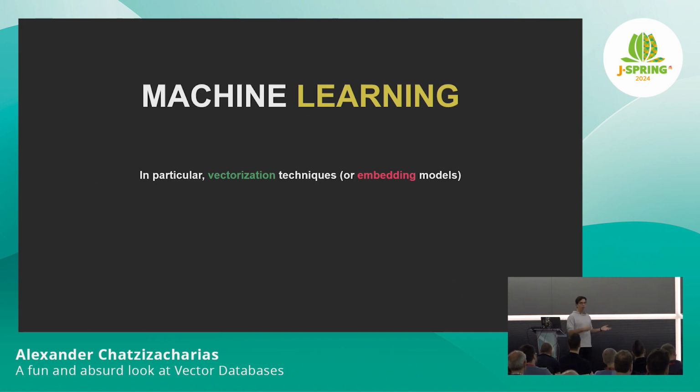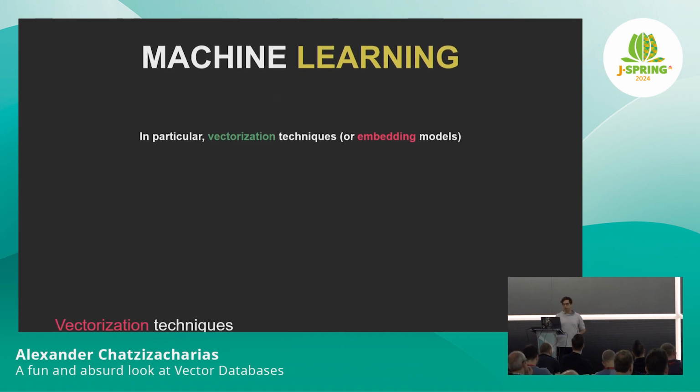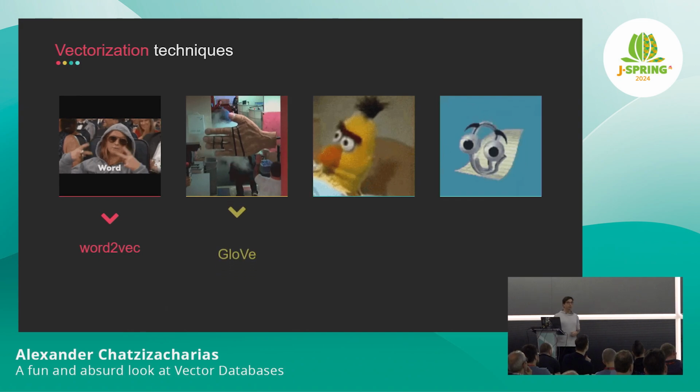can call, often from OpenAI or Hugging Face, that you can send your data, and they'll send you back the numerical representation of that data, the vectors of your data. And that is done through machine learned models that were trained over huge data sets to vectorize that data. There are a lot of vectorization techniques out there.